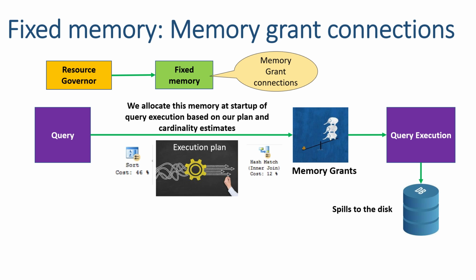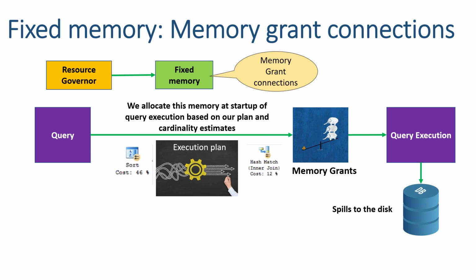Even before the startup of the query execution, these memory grants are allocated to any query based upon two things. First, if there is already an execution plan, whether there are hashes and sorts already in that execution plan. And the other thing is the cardinality estimates. Based upon those two, these memory grants are allocated.